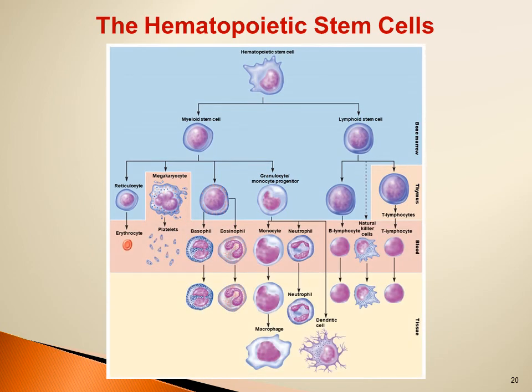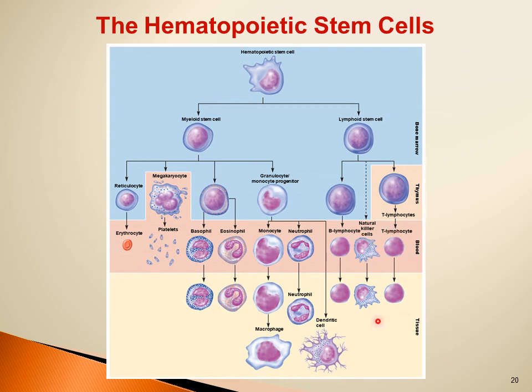Now each cell will give the final or mature cell. So the reticulocyte will give mature erythrocytes in the blood, and the megakaryocytes will give small fragments called platelets that are important for hemostasis, and the precursor for basophils and eosinophils will give basophils and eosinophils. Then the granulocyte monocyte precursor will give monocytes and neutrophils, and then I can get also from the lymphoid stem cells the B lymphocytes, the natural killer cells, and the T lymphocytes.